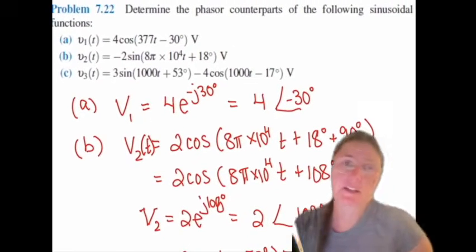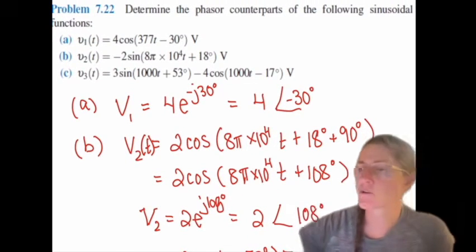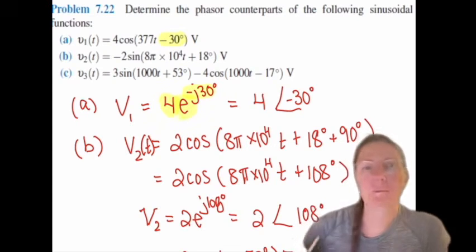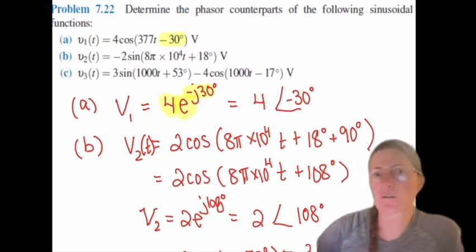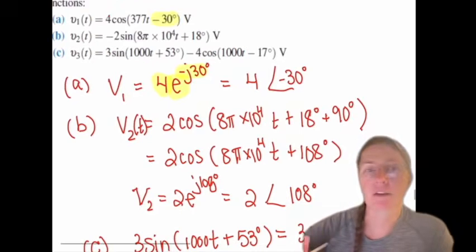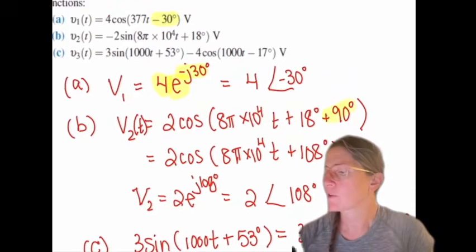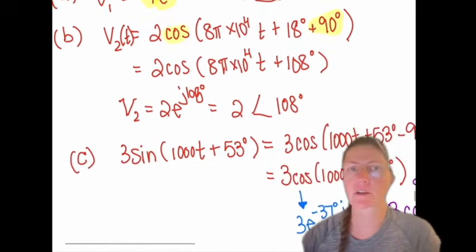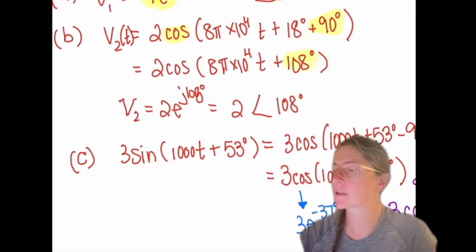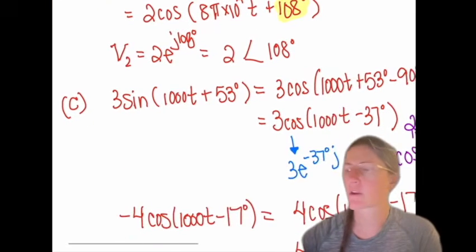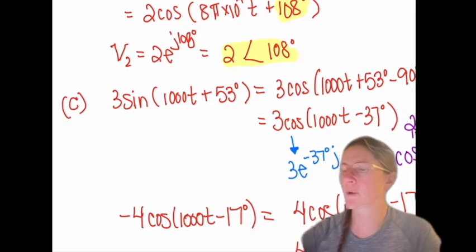This first one is very easy. Again, converting to the phasor goes 4, and then your angle, e^(-j30 degrees), and you can write it as 4 angle minus 30. And then the negative sine has to become cosine. So for that, you change it to cosine, and then it's a plus 90. And then adding those, you get 108. So 2e^(j108 degrees), or 2 angle 108 degrees. So this would be your polar form for that one.